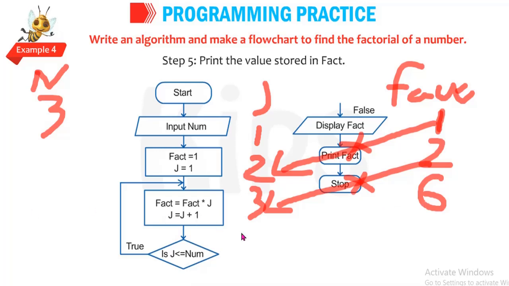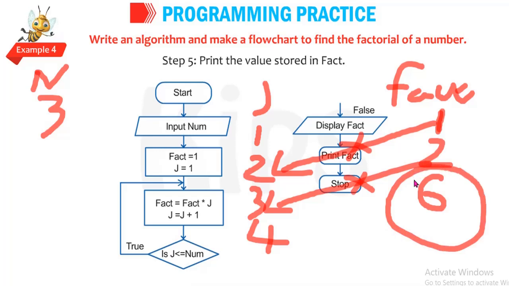Then J is equal to J plus 1, 3 plus 1, 4. Is 4 less than or equal to the number we have given, 3? No, false. If it is false, what to do? Display fact. After that, you will get the printout. Print fact. What will print? The answer is 6. So the factorial of the number 3 is 6.